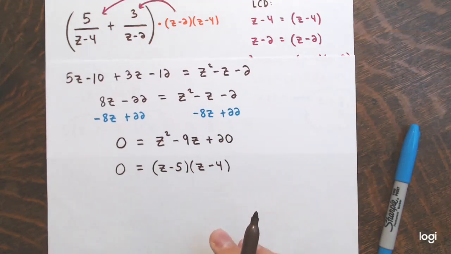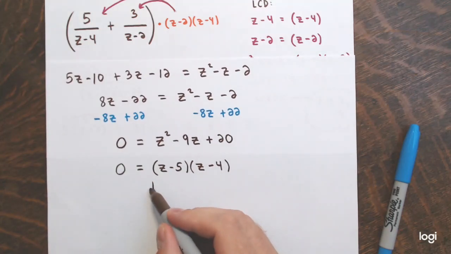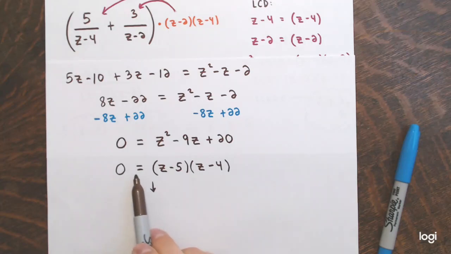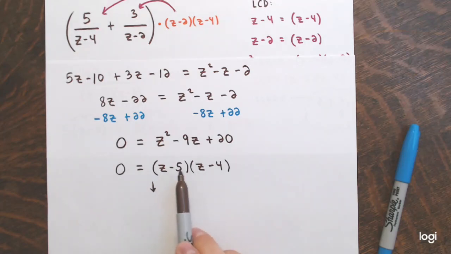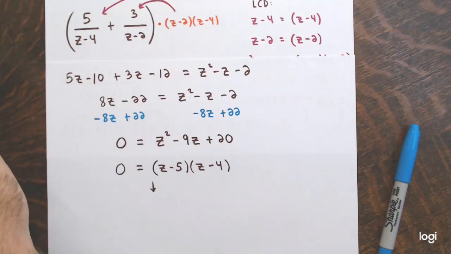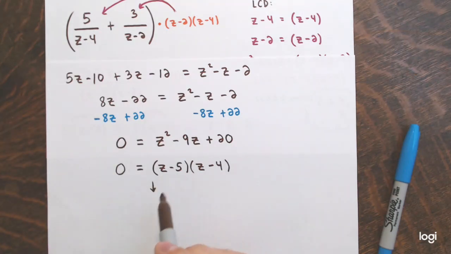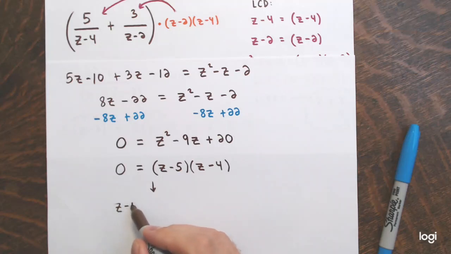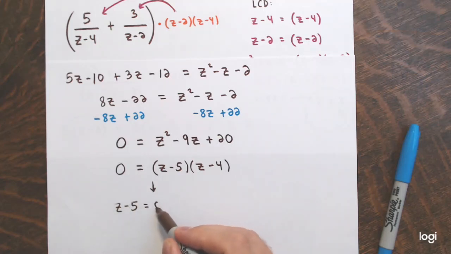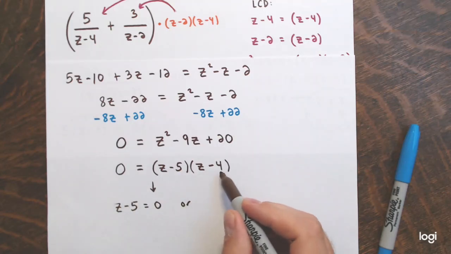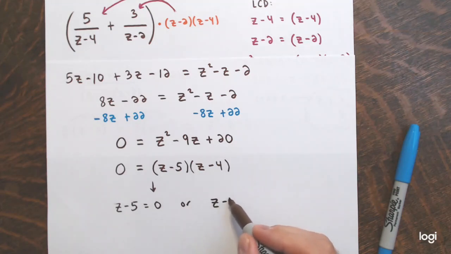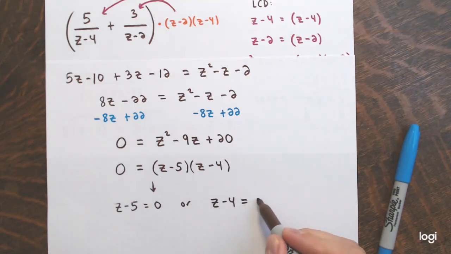And then we'll use something called the zero product property. Here I have a product, a multiplication, equal to 0. The only way a product is going to be equal to 0 is if one of those factors is 0. So either the factor of z minus 5 is 0, or the factor of z minus 4 is equal to 0.